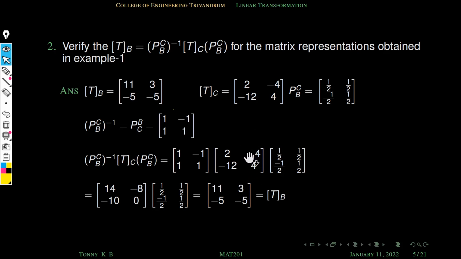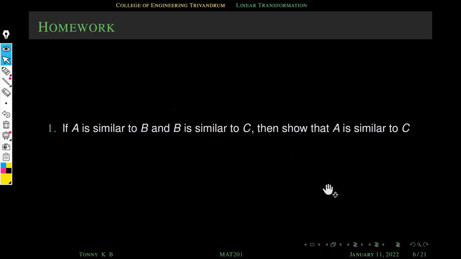Okay. Anyway, if two matrices represent the same linear transformation, then there is a nice relation between them, and such relations are called similarity. Okay. And this is your homework. Thank you.